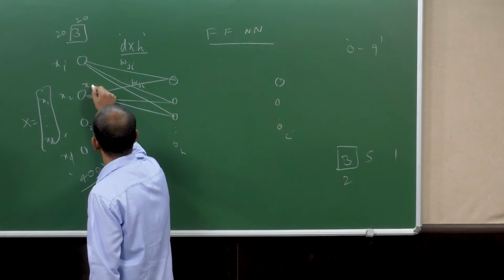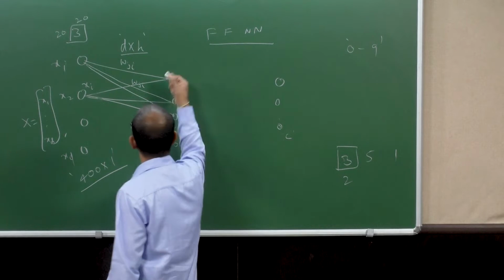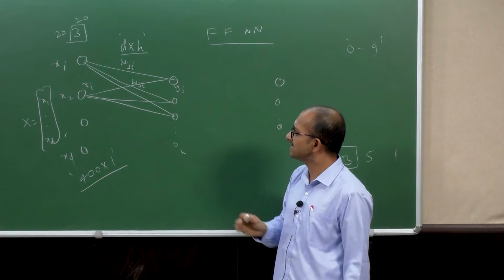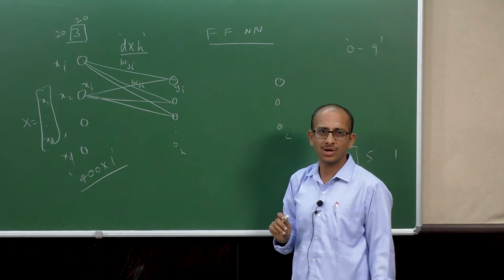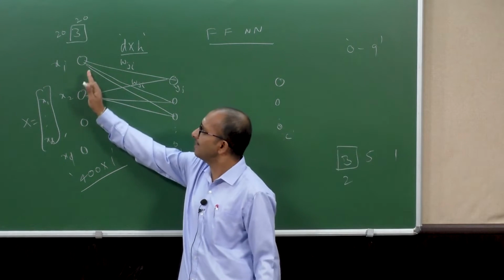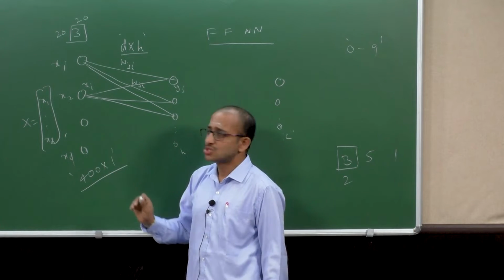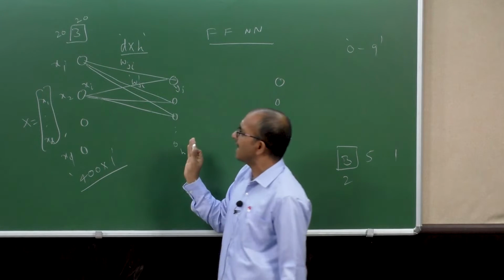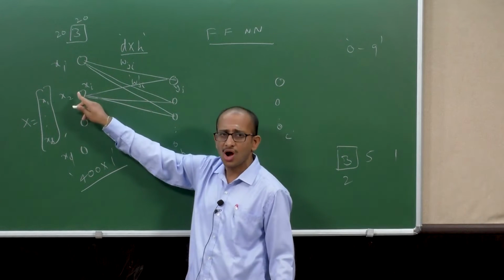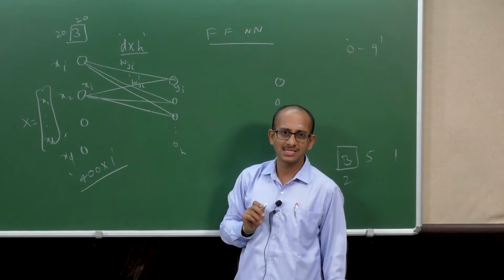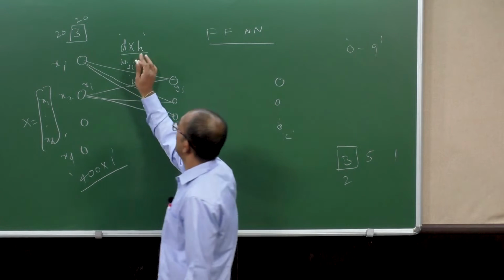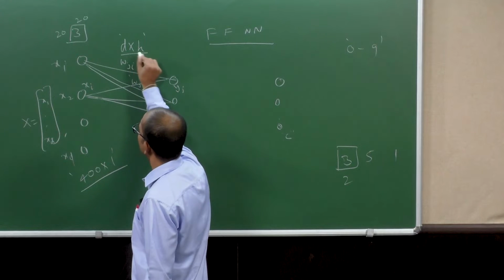So Wji will connect, for example, any of these. If I consider this as Wji in general, it connects Xi to Yj. I have given a general notation, but Yj can be 1, 2 and so on. Similarly Xi can be X1, X2, anything. So the weight Wji connects the ith input neuron to the jth output or hidden neuron, jth hidden neuron. Is this fine?